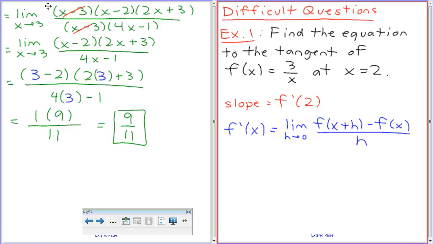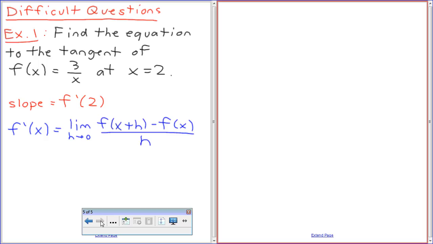Here we go. Callan, can you be brave and give me the first lines, please? 7 x plus h, that's the equation. Very good. 3 over x plus h minus 3 over x, divided by h. Very, very good.